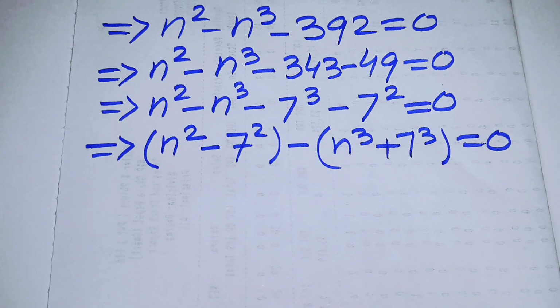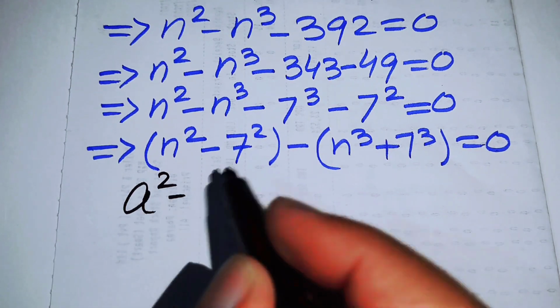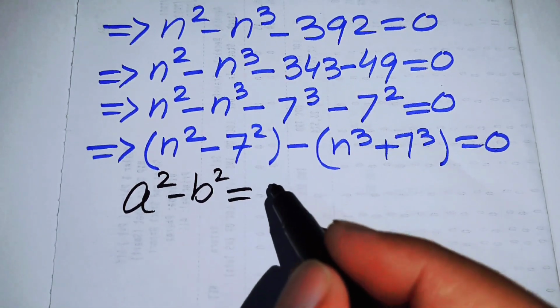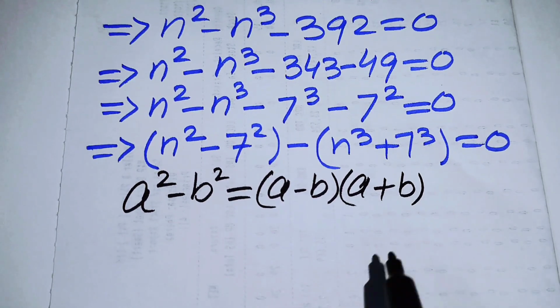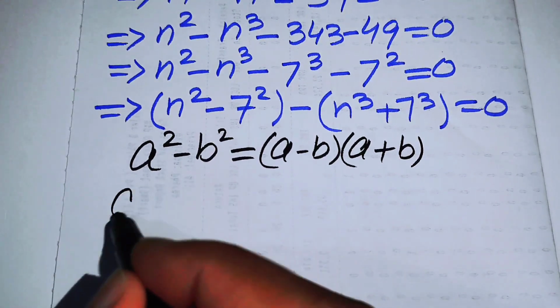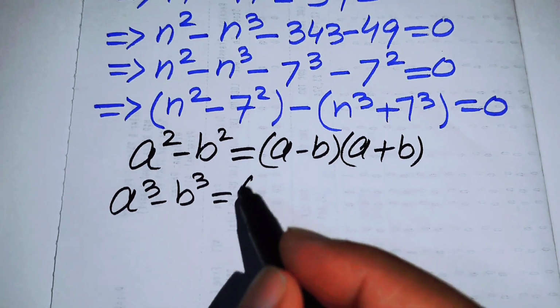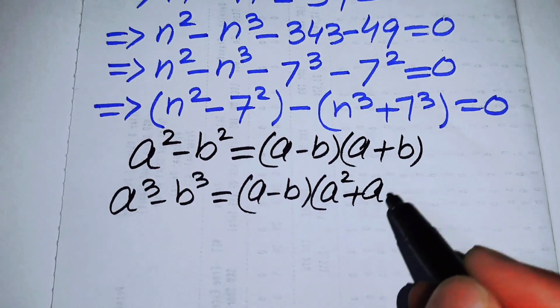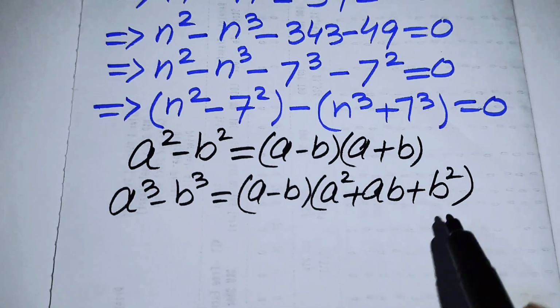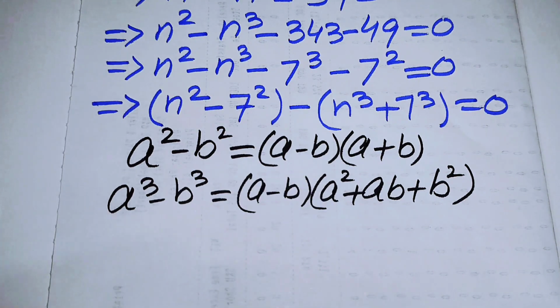And after this step you can see we have two formulas involved in this equation. Our first formula which I can apply here is a squared minus b squared, it is equal to a minus b times a plus b. Similarly we can use another cubic formula, which is a cubed minus b cubed, it is equal to a minus b times a squared plus ab plus b squared. So we need these two formulas in order to solve this nice equation.